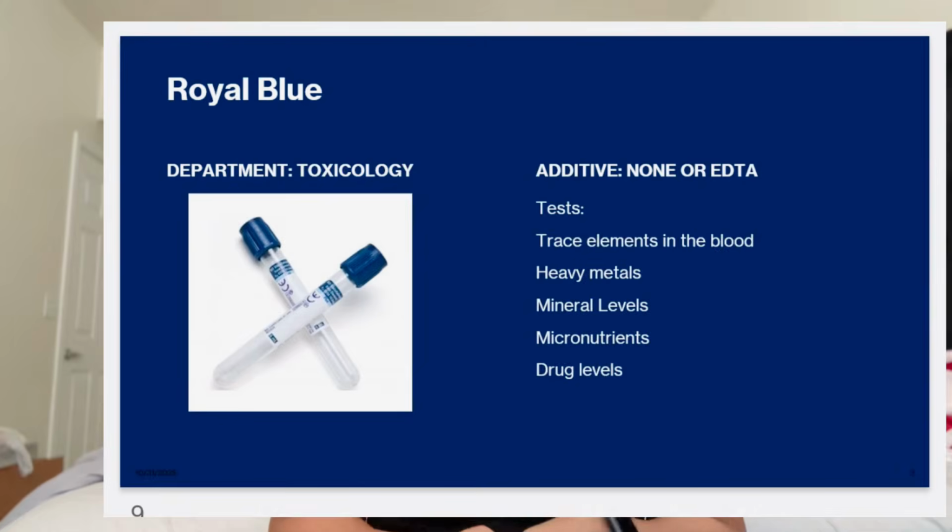Next, we have our royal blue tops, and this department is toxicology, and the additive can be none or EDTA. This is one I described in my other video, that there are two different royal blue tops, one that has no additives in it and the other one that has EDTA. And I did explain the story that I mixed them up one time when I was drawing a royal blue, and that was a big deal because the patient had to come back and get redrawn, which was not fun. Some of the testing includes trace minerals in the blood. It tests for heavy metals, micronutrients, mineral levels, and also drug levels.